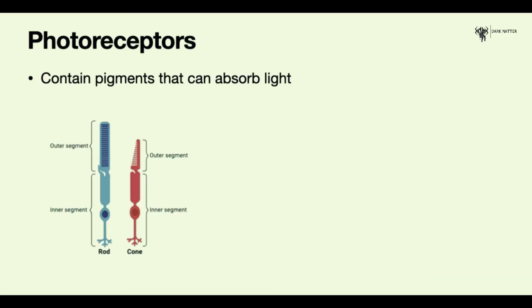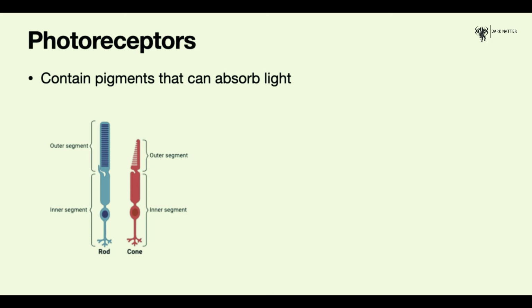Now the photoreceptors that I mentioned before, so this is where you can see the discs that we were talking about. These cells are special because they contain pigments that can absorb light, and this is how they can convert information about light energy into neural signals.